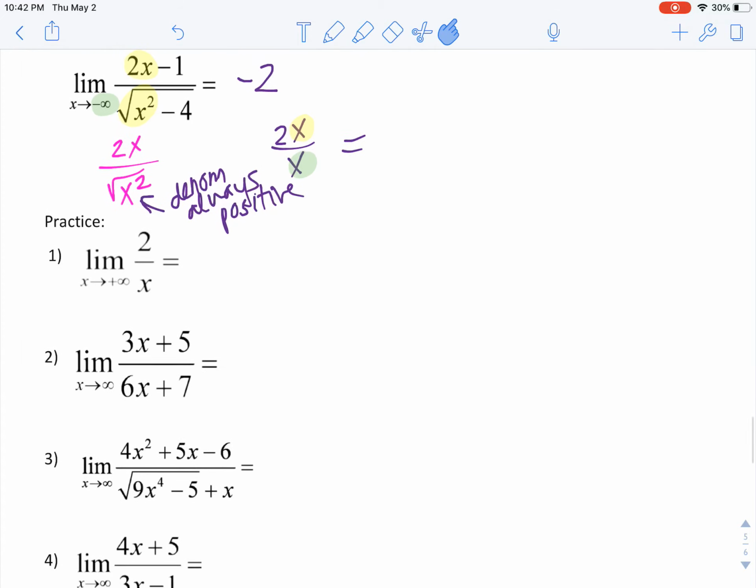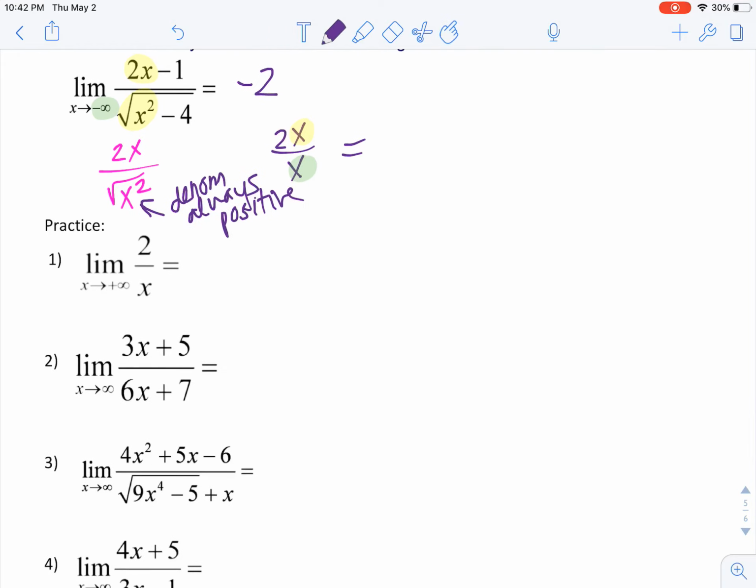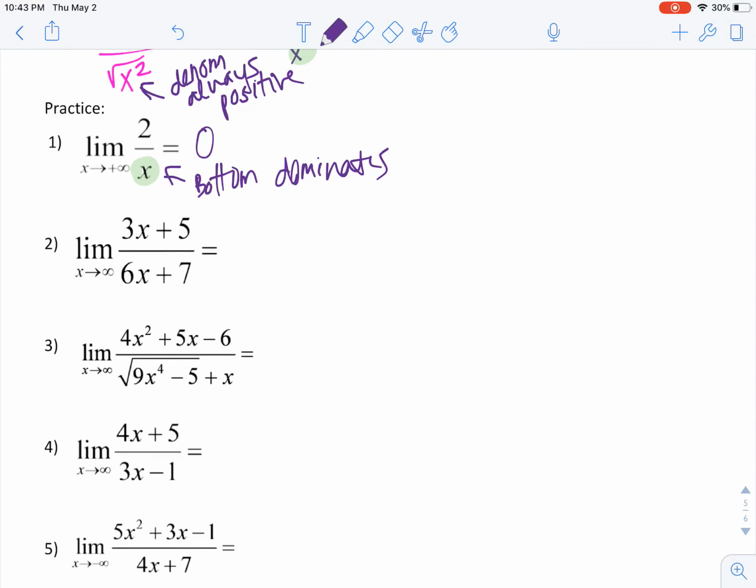Okay, let's look at number 1. Practice problems. The limit as x approaches infinity. Okay, so this one, oops, I'll highlight that. Bottom dominates. So we're approaching 0. Number 2, look at the leading coefficients, same degree. So that will be 3/6, which reduces to 1/2.